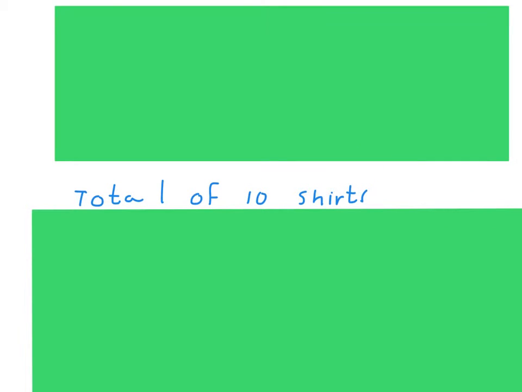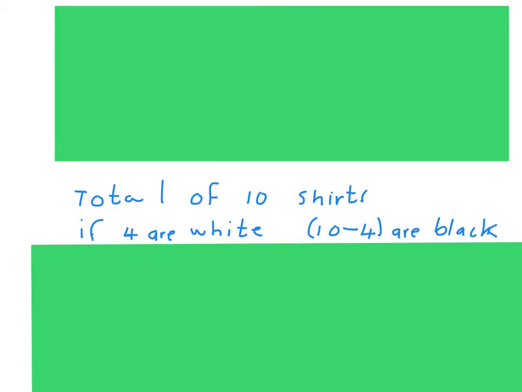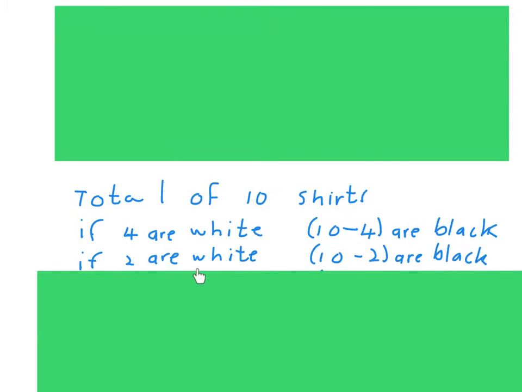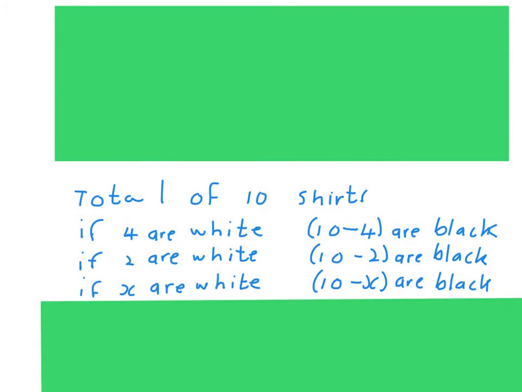The next thing in this sum that you need to understand is they told us that there's a total of 10 shirts. Now please work with me on this one too, please. If of these 10 shirts, 4 of them are white, then you need to understand that I have to take the 10 and take away the 4. So 10 minus 4 are black. Don't go for the answer 6, please. If 2 are white, then you must understand 10 minus 2 will be black. So if X are white, then 10 minus X are black. Please see the brackets that we're putting everywhere.